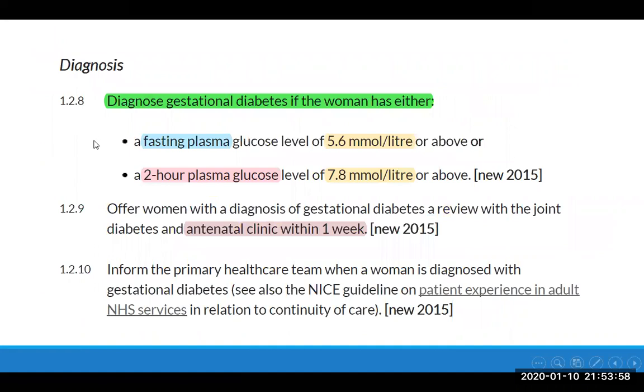And of course, as we mentioned, the diagnosis of gestational diabetes according to NICE is by fasting blood sugar 5.6 or 2 hour 7.8. And of course, they recommend offering women with a diagnosis of gestational diabetes a review with a joint diabetes and antenatal clinic within 1 week.